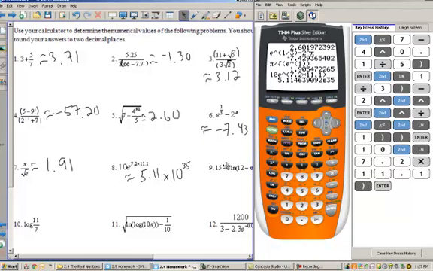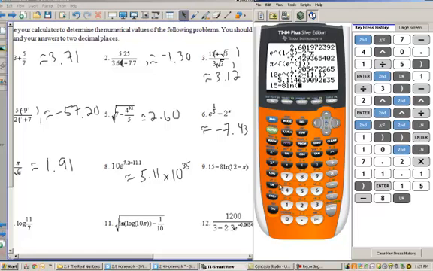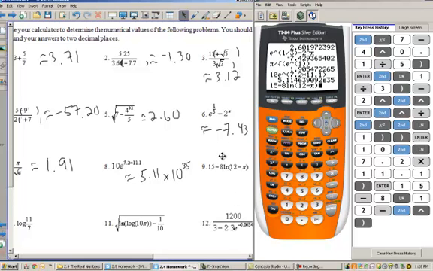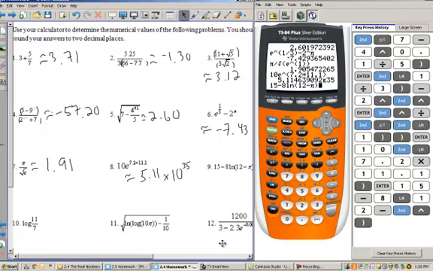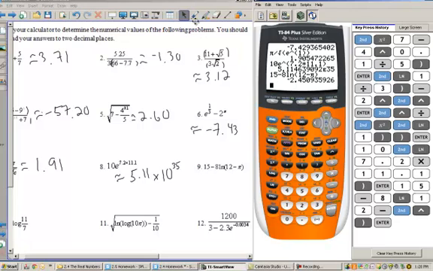So to do the next one, let me move this over just a little bit. All right, so for this one, what I have is 15 minus 8 ln of 12 minus a pi, and in parentheses, hit enter, and out pops my answer of approximately minus 2.45.